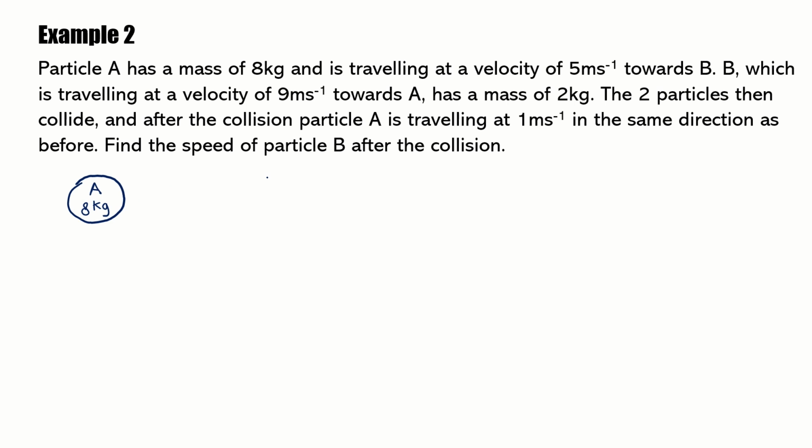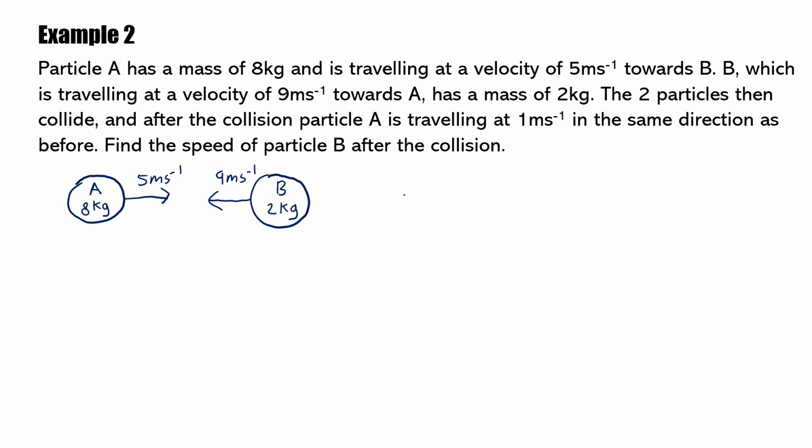per second towards B. So we draw another particle B, say it's over here, and then A is traveling towards B. So therefore that is 5 meters per second towards B. B is traveling at a velocity of 9 meters per second towards A. So therefore they're heading directly towards each other. And B has a mass of 2 kilograms.